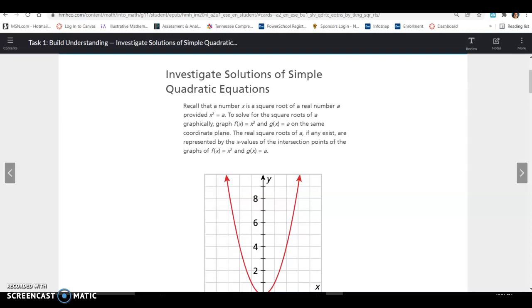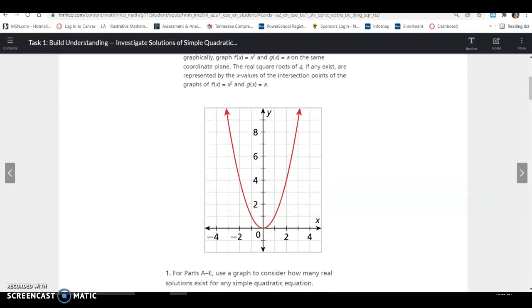Lesson 2.1, Task 1. Investigate solutions of simple quadratic equations. Recall that a number x is the square root of a real number a provided x squared equals a. To solve for the square roots of a graphically, graph f of x equals x squared and g of x equals a on the same coordinate plane. The real square roots of a, if any exist, are represented by the x values of the intersection points of the graphs of f of x equals x squared and g of x equals a.